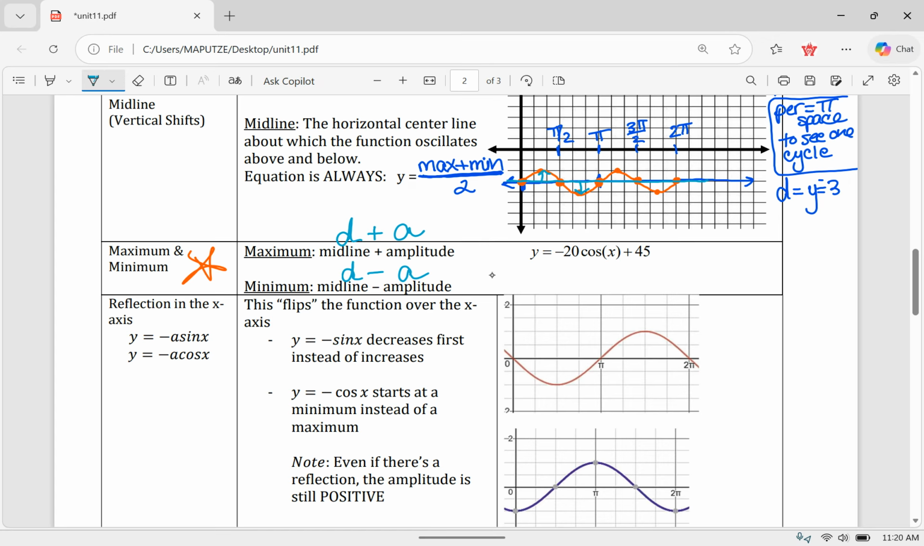So in this case, if I was looking for a max, I'm going to start at the middle, that's the 45, and then remember your amplitude is always positive, so ignore the negative, just take a 20. We're going to go up 20. So highest value to get is 65. Min, start at the midline, but now go the other way. Take away the amplitude. So you'd be at 25. So the other way they could ask that question is they could say, hey, what's the range? Right? What's the range of this graph? That's really what's the min and what's the max.